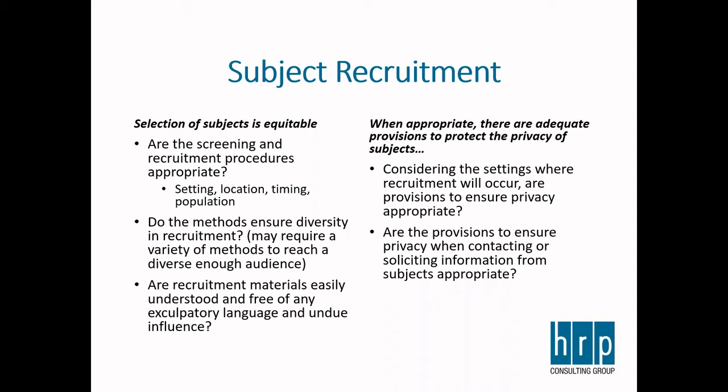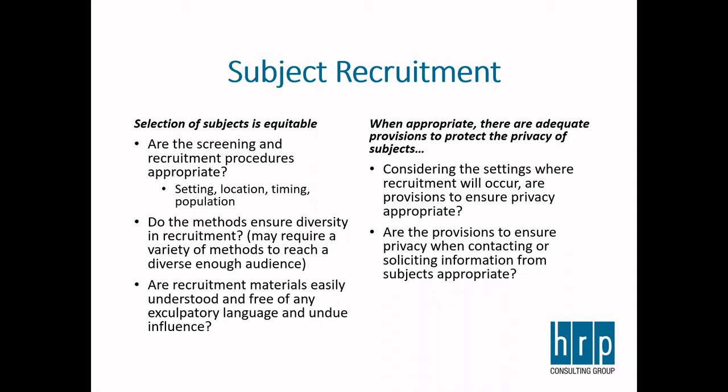They're going to ask, do the methods ensure diversity in recruitment? To promote an equitable distribution of the risks and benefits in research, a diverse population should be targeted during recruitment. And this may require a variety of methods to reach a diverse enough audience. The IRB is also going to ask, are the recruitment materials easily understood and free of any exculpatory language and undue influence?